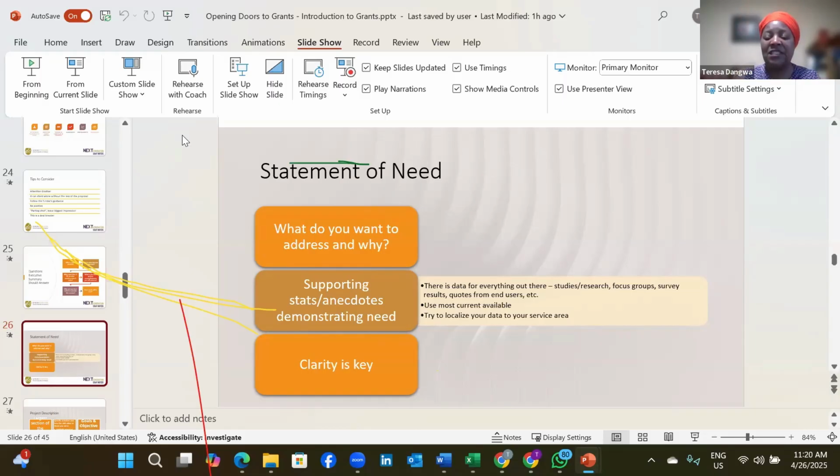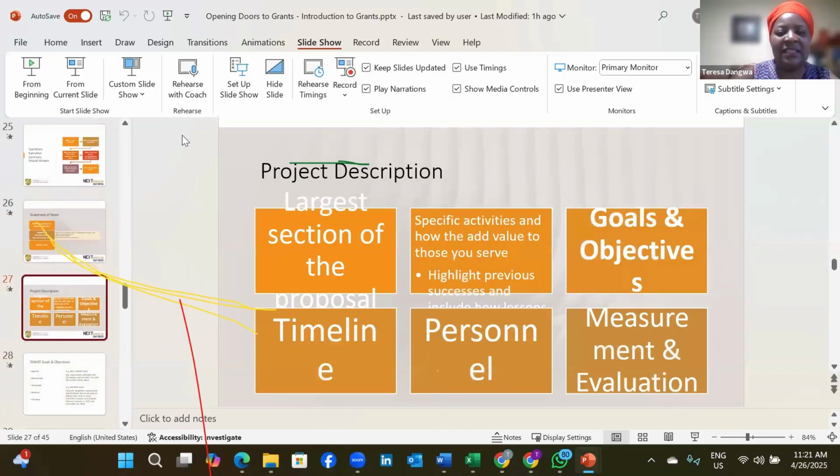Have surveys distributed in your community, collect those surveys and put the results out, and get quotations from potential clients that are going to use your services. All those things are important. Use the most current available data and try to localize your data. Saying all of Mexico, the data is like this, but always bring it down to your village, to your small community. Clarity is key when it comes to writing your statement of need. Clarity is key.